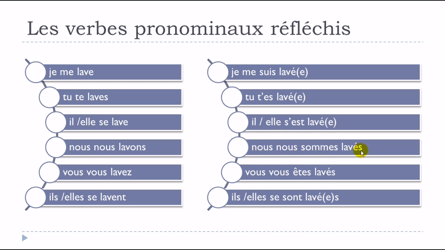Nous nous sommes lavés. So remember, final S is not pronounced. Vous vous êtes lavé. And then ils se sont lavés, elles se sont lavées. So exactly the same thing. You put this as an option. So if you've got il, you don't put it. And if you've got elle, so the feminine plural form, you should put it here.